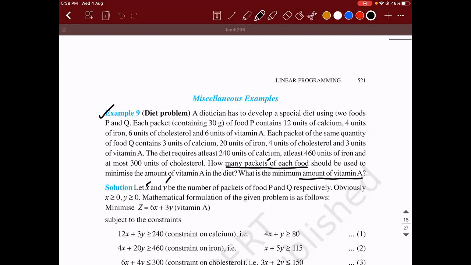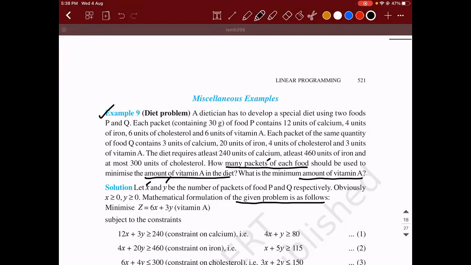Let X and Y be the number of packets of food P and food Q respectively. Obviously, X is going to be greater than or equal to 0 and Y is going to be greater than or equal to 0. So the mathematical formulation of the given problem is as follows. What are they saying? What is the minimum? You need to minimize the amount of vitamin A in the diet. Amount means here it is not money. The content.